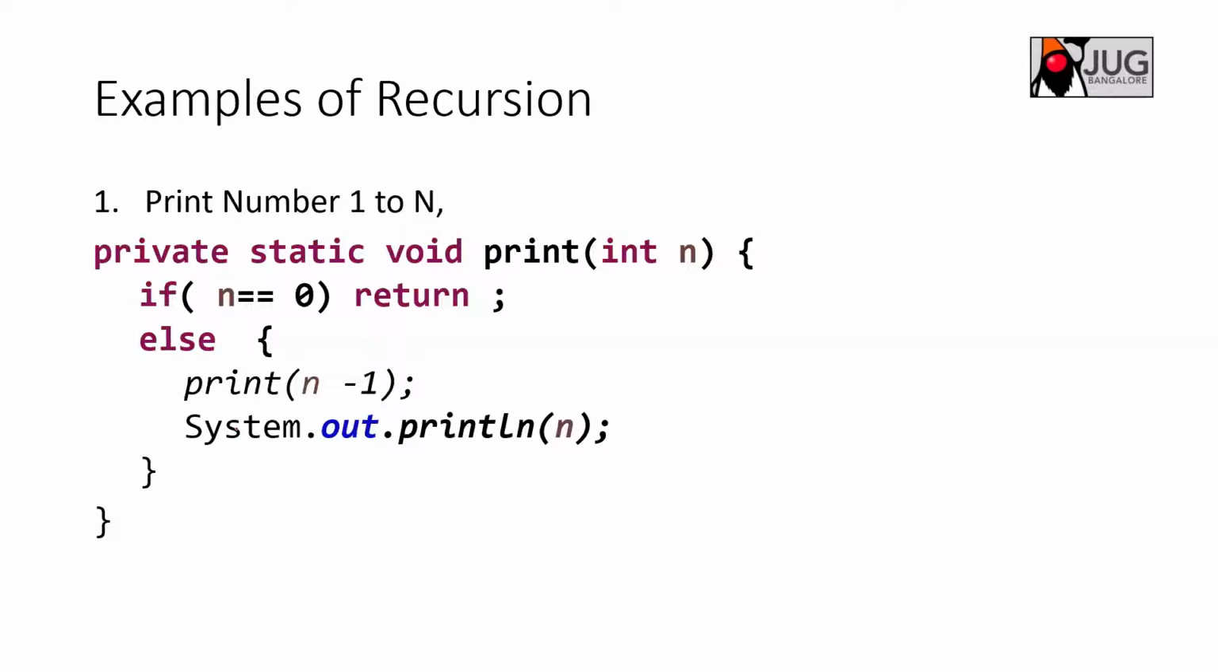So what is being done here is that you call the recursive function again. This print is called with the smaller element, n minus 1. And what is the base condition here? The base condition is when n becomes 0, you just return, right? And you keep calling again with n minus 1.